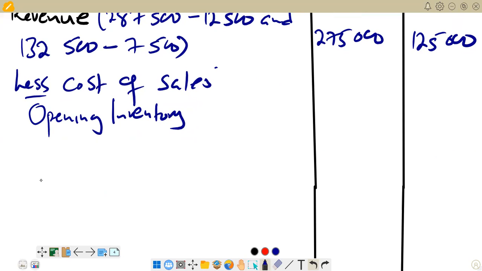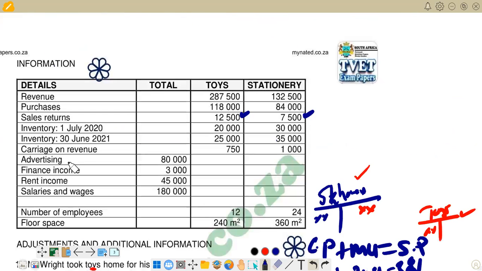So for opening inventory, again, we go to the question. I think we find it there, see it in the list of balances. Remember, opening inventory is given in the trial balance, in the list of balances. And then closing, obviously, we find it in the additional information usually. But in this case, you see that we are given all the figures there. That is, we've got opening inventory at 1 January 2020. That is our opening inventory. Then closing inventory is on 30 June 2021.